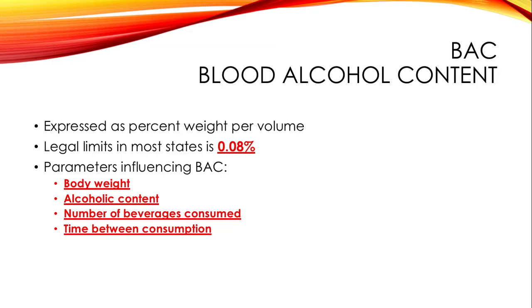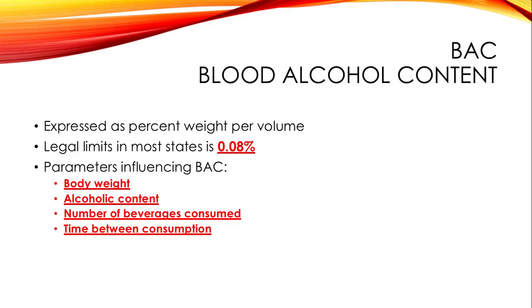And in order to figure out whether somebody has consumed alcohol and whether they're over the legal limit, we measure what's known as the BAC, the blood alcohol content. It is expressed as a percent. You know that the legal limit in most states is 0.08, and there are some parameters that affect somebody's BAC, such as their body weight, their alcohol content, how much they drank, the number of beverages consumed, and the time between consumption.